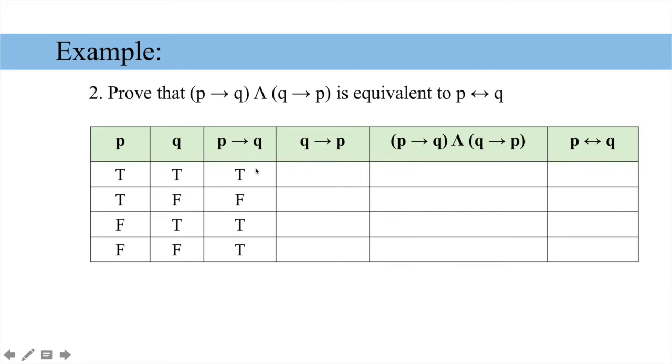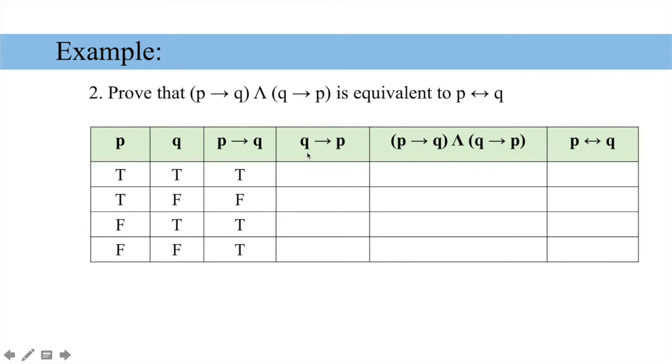So P implies Q. This is only false if the antecedent is true and the consequent is false. So the resulting sentence is false there, and otherwise it is true. Then next we get Q implies P, and then we AND the two here. Then also we get P if and only if Q, to see if they are equivalent.